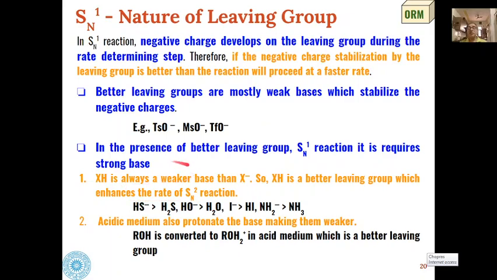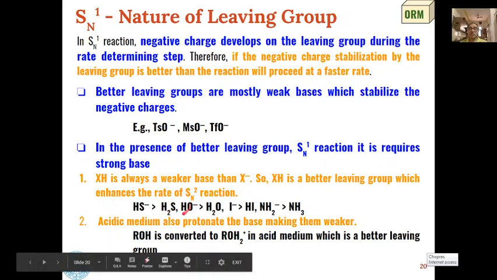Similarly, in presence of better leaving groups, SN1 reaction requires weak bases. So these are the weak bases which will enhance the rate of SN1 reaction.